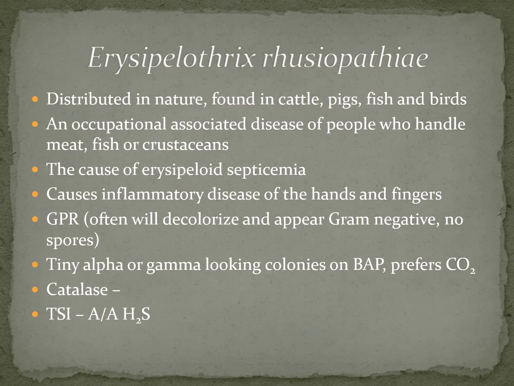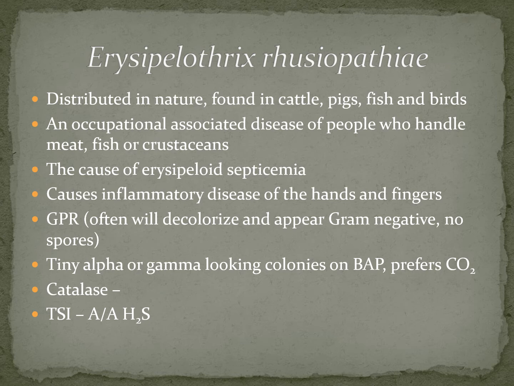Erysipelothrix rhusiopathiae is a gram-positive rod. It is distributed in nature. It can be found in cattle, pigs, fish, and birds. It's also considered an occupational associated disease of people who handle meat, fish, or crustaceans. This particular organism causes what's known as erysipeloid septicemia. It also causes inflammatory disease of the hands and fingers, and it is a gram-positive rod.